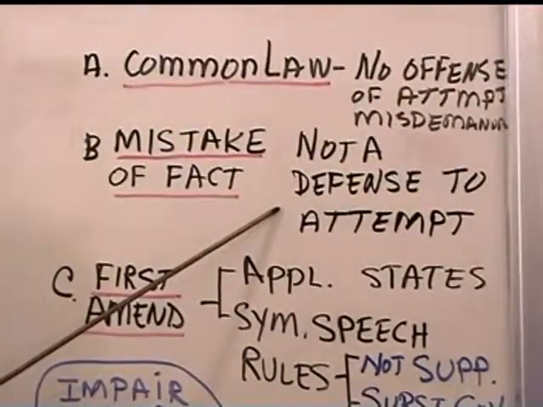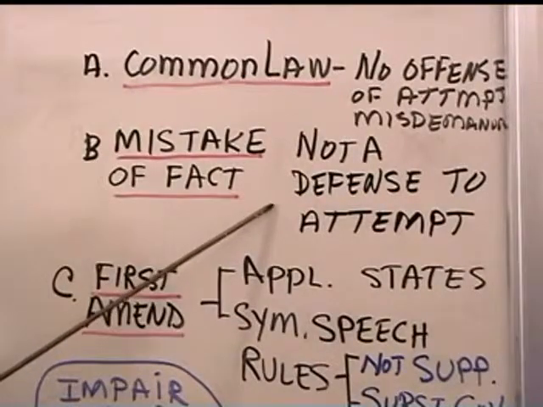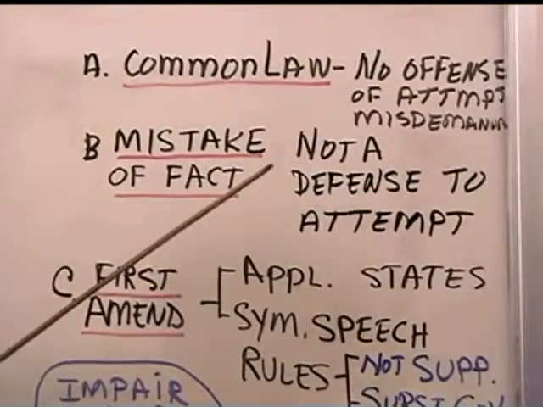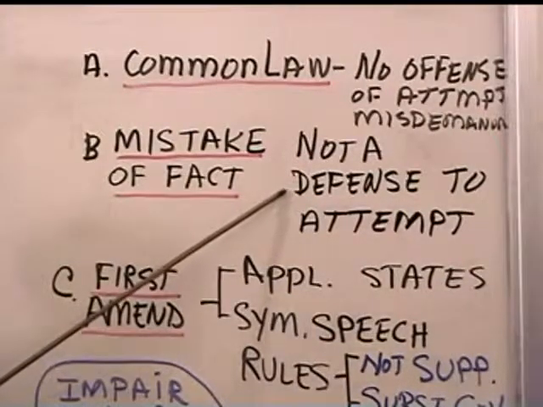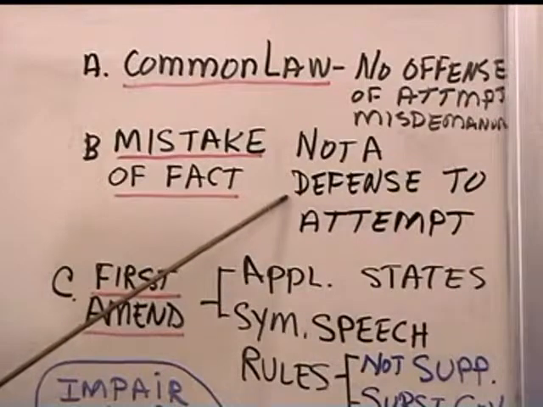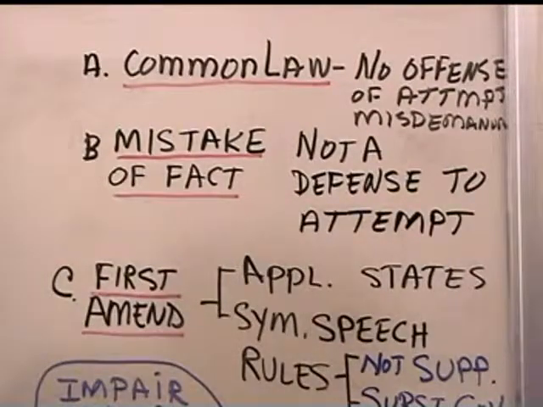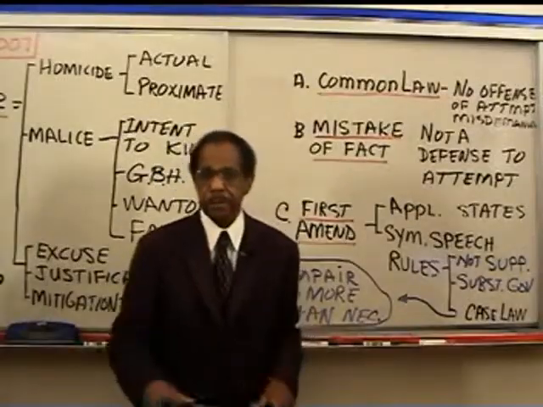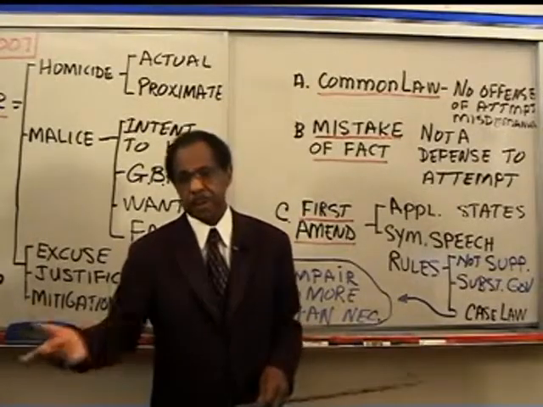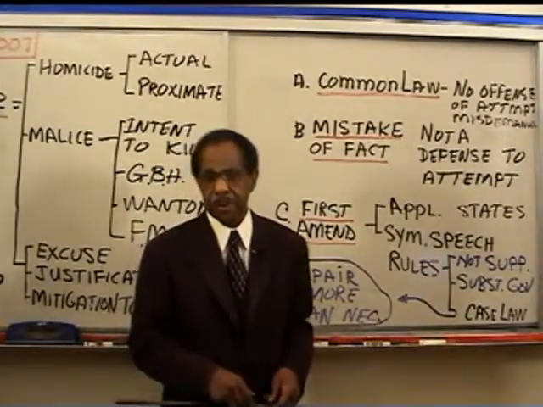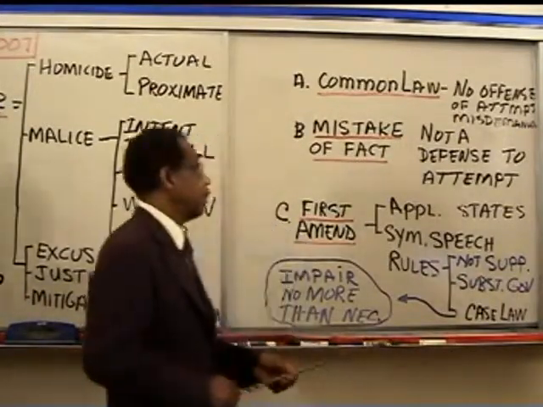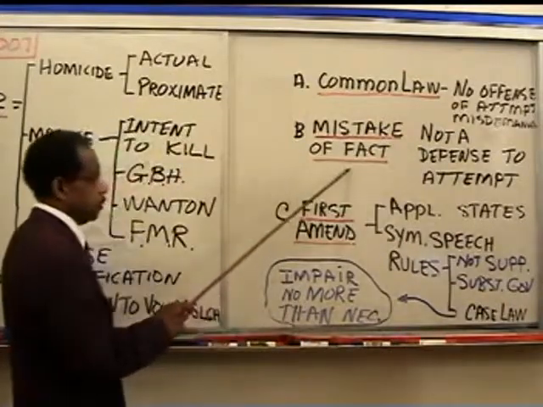We all know that if you are trying to commit a crime, you're trying to kill somebody, and the gun turns out, unknown to you, to be empty, and you pull the trigger 5 times and it doesn't go off. Well, that's not a defense to attempted murder. So a mistake is not a defense to attempted murder.